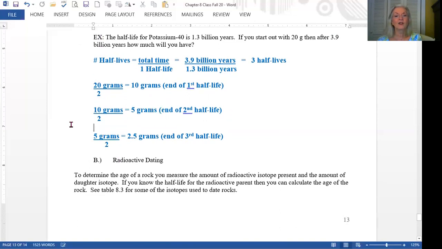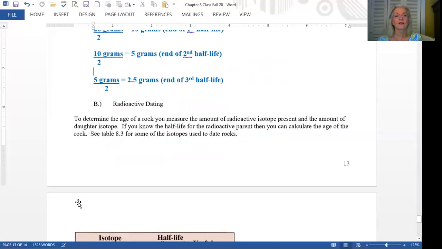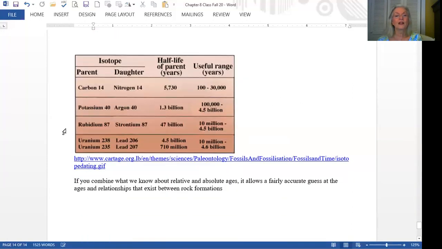Radioactive dating. So to determine the age of a rock, you measure the amount of radioactive isotope present, the amount of daughter isotope present, and if you know the half-lives, you can figure out the age of the rock. Now the example we used only did whole numbers of half-lives. In reality, you can have fractions of a half-life, but that requires a more complicated approach, and we won't do that for us. That equation is much more complicated. So we can do absolute ages using half-lives.